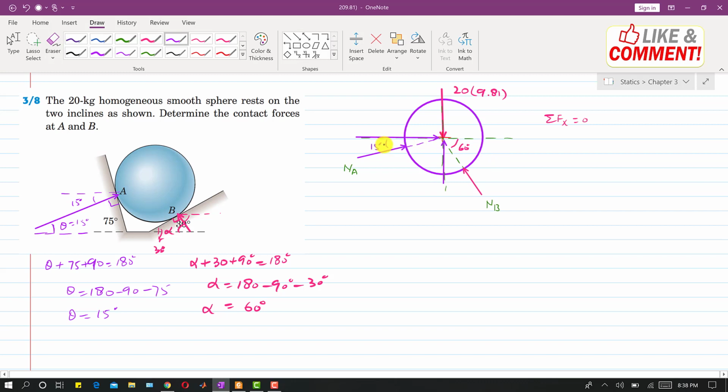If this is our theta, then this is the cos component, right? If we say that this is our positive direction, then we will write that NA cos of 15 degrees, right? And if we resolve this NB, it will have one component in this direction like this, and it will have one component in this same direction. Let me write here, right?